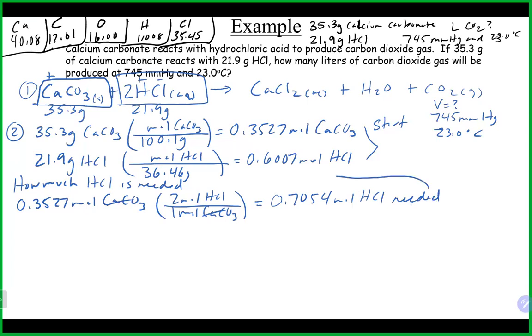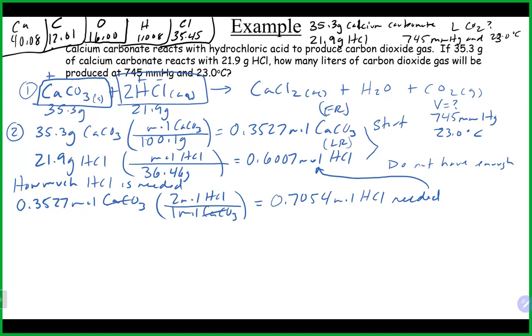Again, you want to compare that to the moles that you are starting with. And in this particular case, do I have enough? I do not, right? That means that the HCl in this case is our limiting reagent, and this guy would be our excess reagent. Any questions on that part of it there?